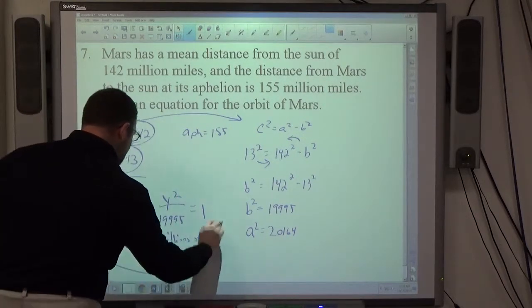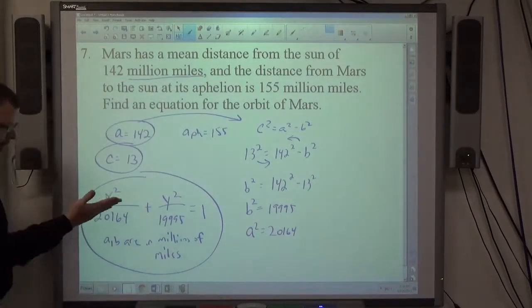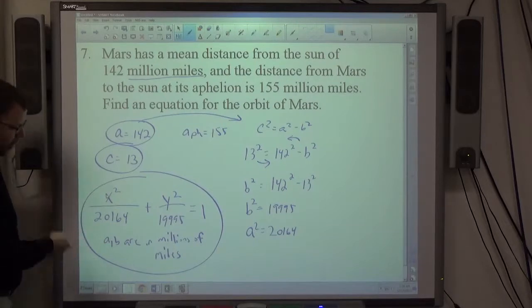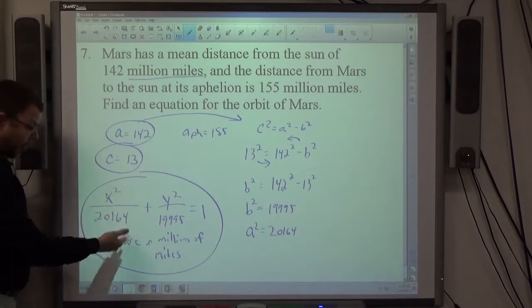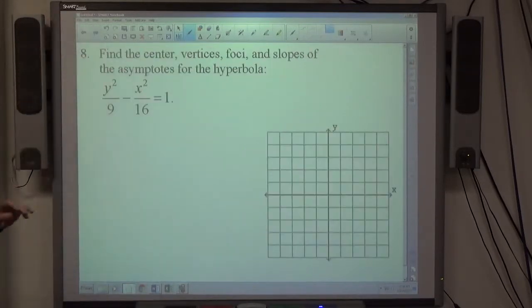Identify that, because it doesn't say 142 miles, it says 142 million miles, to make sure that if somebody's trying to figure out this orbit equation, they take the square root in millions of miles. That makes for a much nicer looking equation. Number 8, that's the last of our ellipse problems. So now moving on to hyperbola problems.